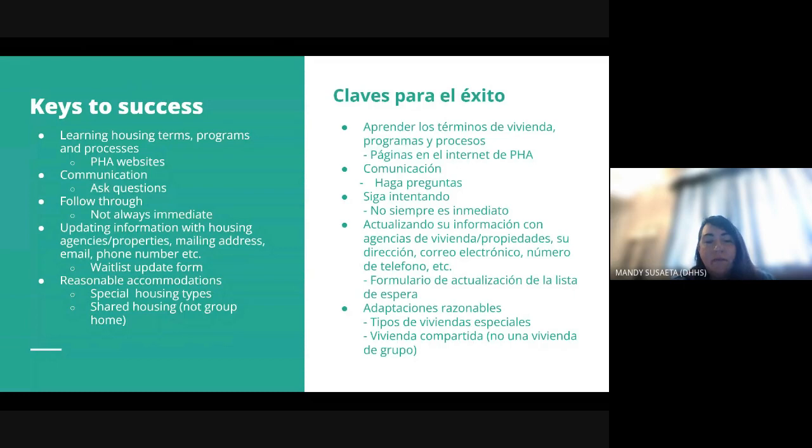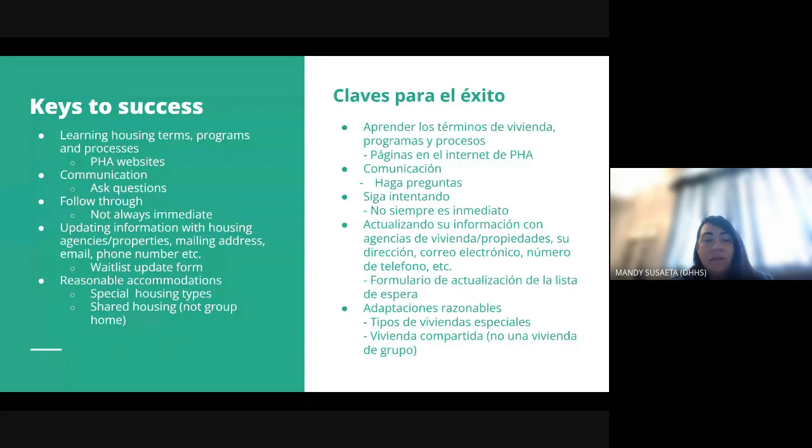Update your information with housing agencies and properties, such as your mailing address, email, and phone number. They usually will contact you by mail, so you want to make sure that your address is 100% up to date. And you can do that by updating your wait list status, your form on there.